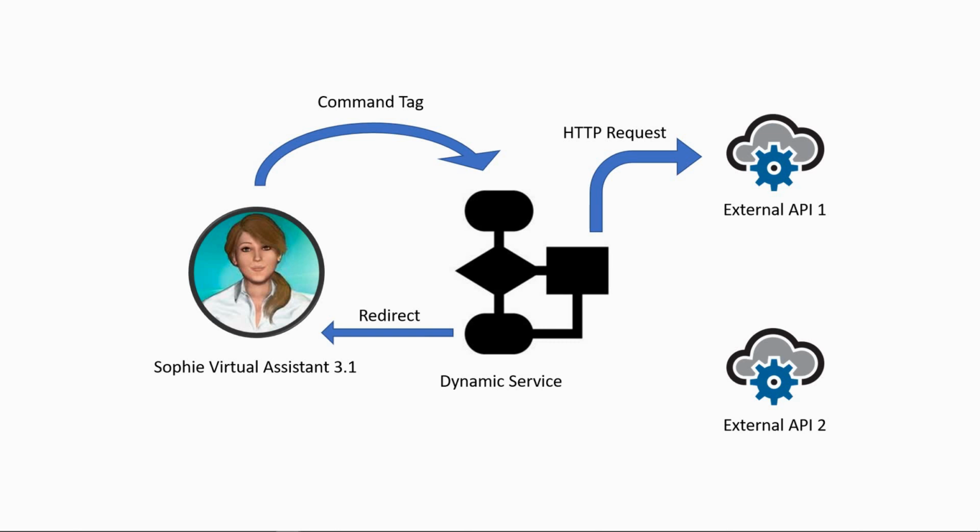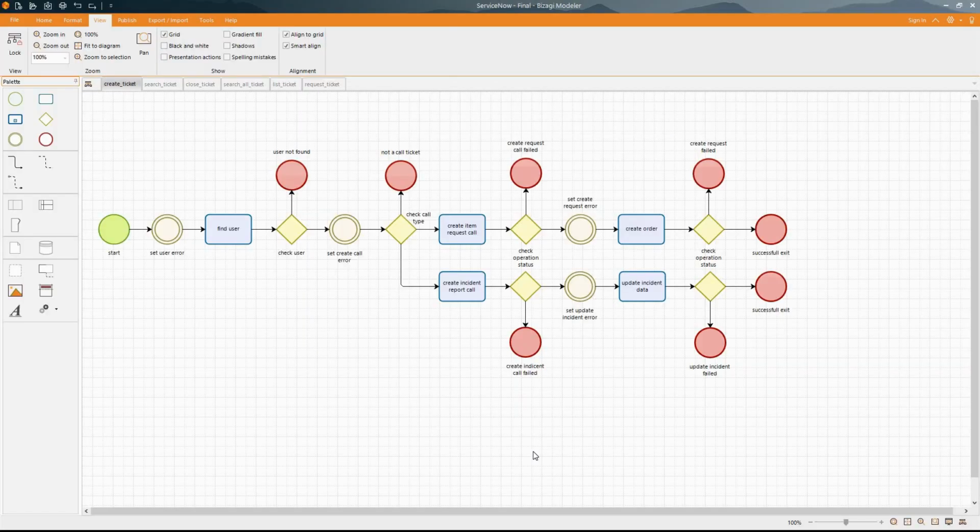In this video, I will showcase some of the more advanced features of dynamic services. If you haven't watched the introductory video, please do so beforehand. This dynamic service provides an integration between Sophie and the ServiceNow ticket platform. Through it, we can create tickets for incidents and requests using only a simple conversation with Sophie.